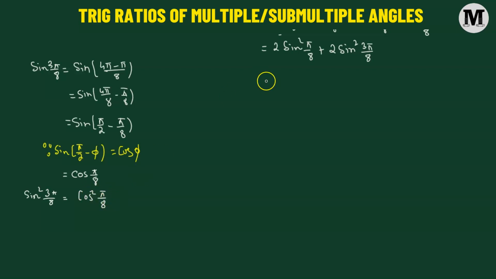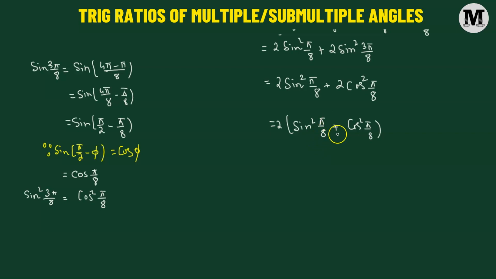Okay, so let's use this value. So now we have 2 times sine squared pi over 8 added to 2 times sine squared 3 pi over 8, but this will get replaced with cosine squared pi over 8. So let's take 2 as the common factor. So 2 gets multiplied by sine squared pi over 8 plus cosine squared pi over 8. However, sine squared pi over 8 plus cosine squared pi over 8 is a standard identity having a value 1. So that means our final result comes out to be 2.